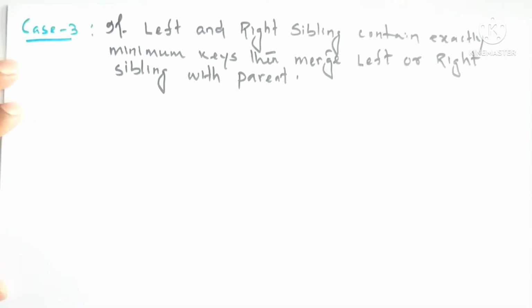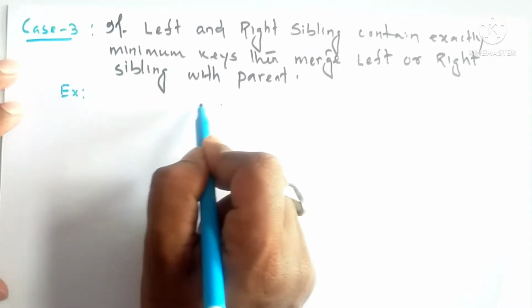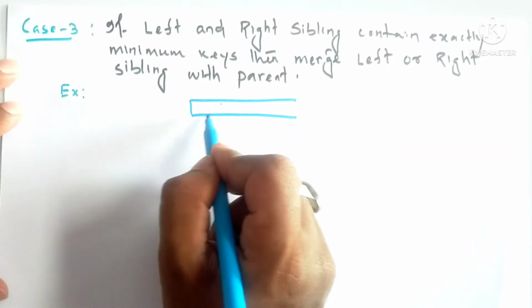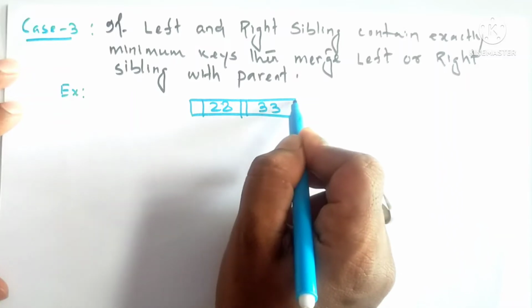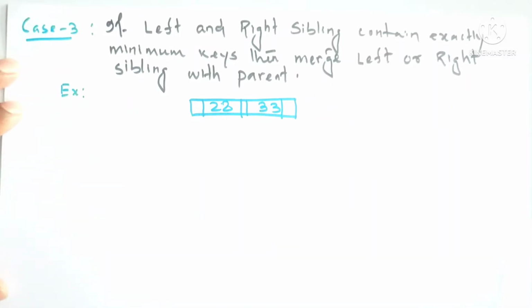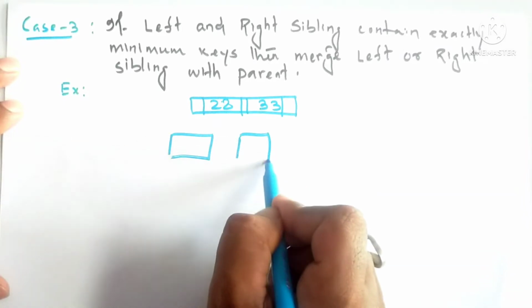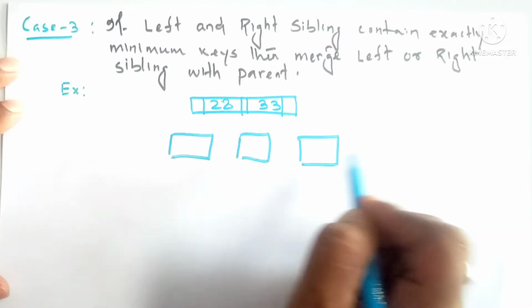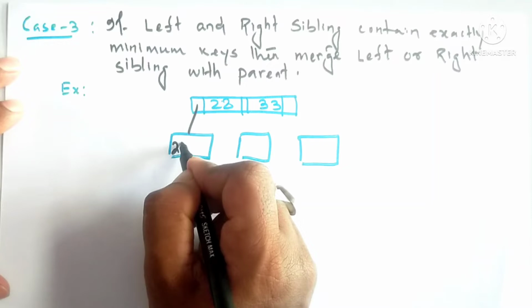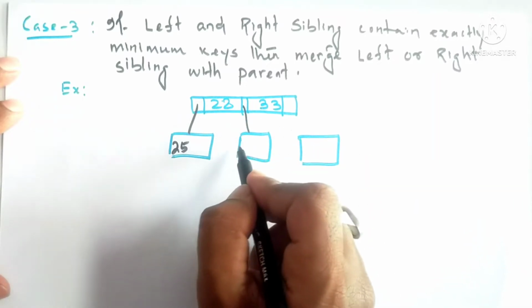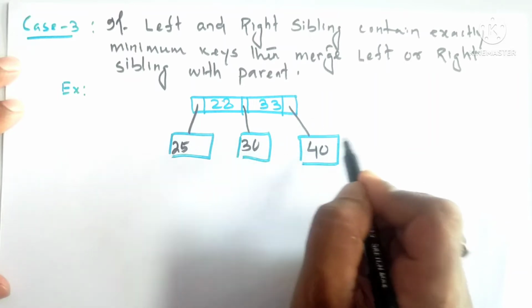For example, let's take an example. Here I have a node which contains 28 and 33. Here is one node, here is also one node, and here is also one node. This node contains 25, this node contains 30, and this node contains, let's say, 40.